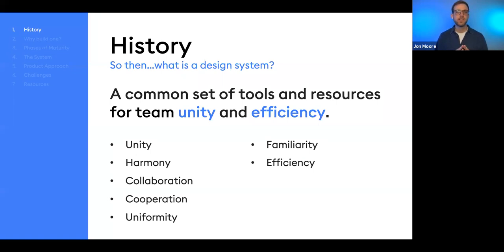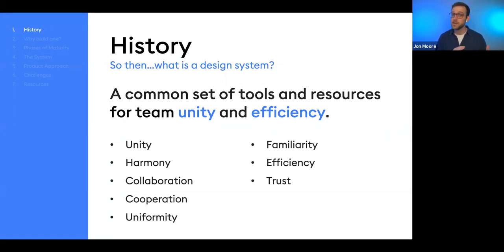Efficiency. This, I think, is absolutely critical when it comes to design systems. And ultimately, I think it's one of the biggest benefits of having a system in the first place. When you have this common set of tools that everyone across the organization can use, it really is going to make you more efficient because people are not doing any rework. They're able to find the answers that they need so that they can speak as one business instead of individuals spread across an entire business.